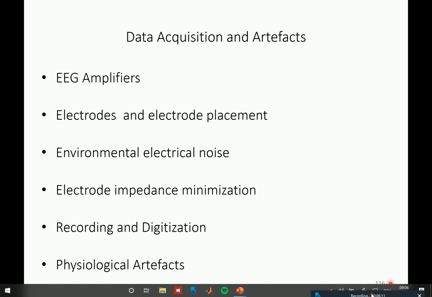Right. Okay. So for those people who want to do EEG research, they will encounter this. For everybody else, it's also good to know and to have a general knowledge of the field that you're working in. Good. EEG amplifiers.